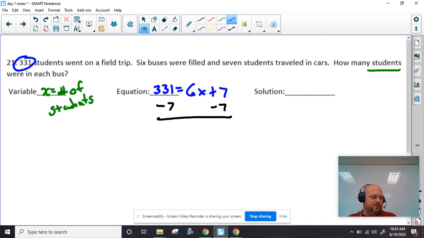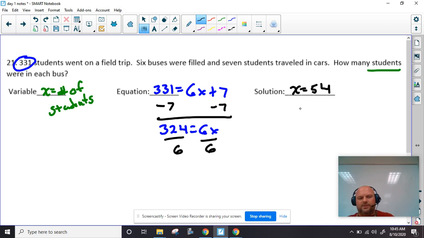So we're going to have 331 minus 7. I should be able to do that in my head, but I can't. 324, 6x. Now we're going to divide. All right. So we end up getting x equals 54. So there was 54 students on each bus.